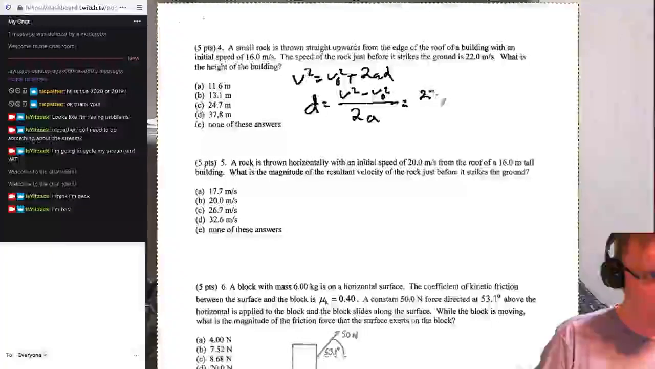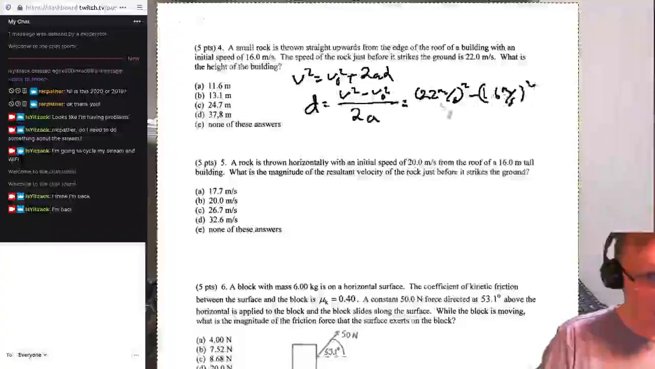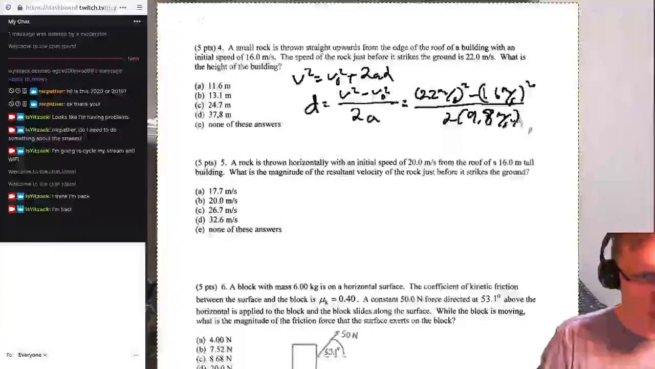All right, final velocity is 22 meters per second, quantity squared, minus 16 meters per second, quantity squared, divided by, look at that, this is positive. So that means that we can go ahead and use 2 times 9.8 meters per second squared.